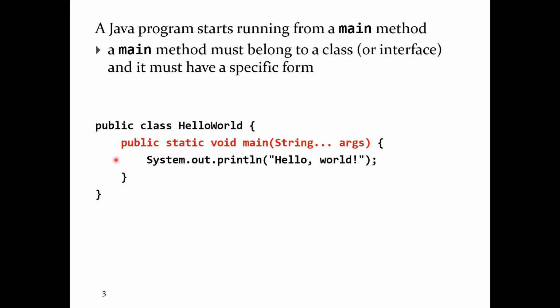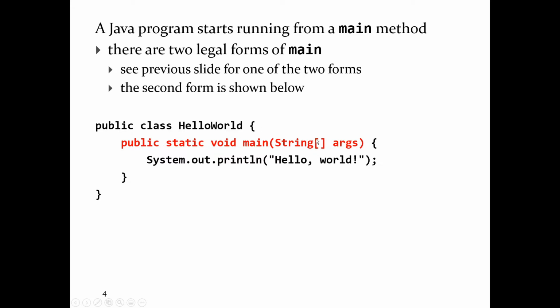String dot dot dot means 0 or more strings. String square bracket means an array of strings. An array is similar, but not the same thing as a Python list. Both forms are legal for our purposes right now. It doesn't matter which one you use.